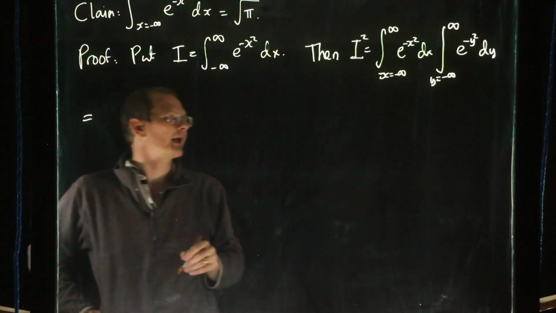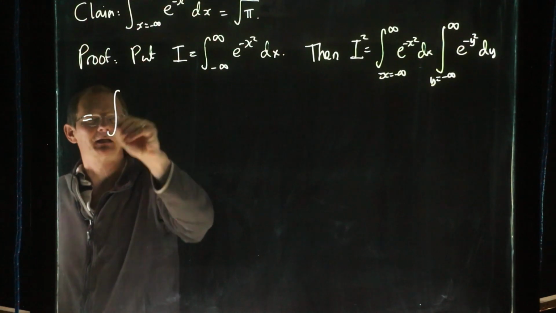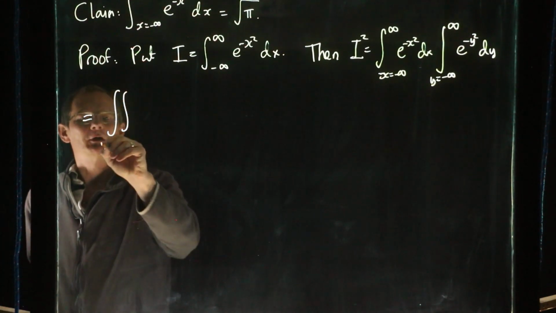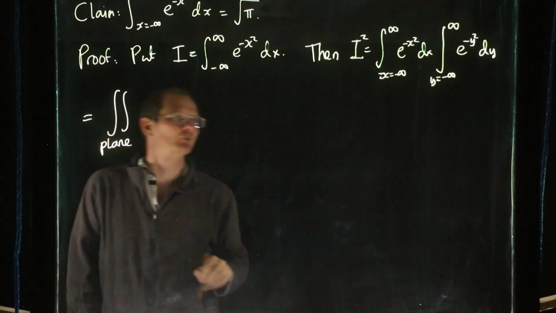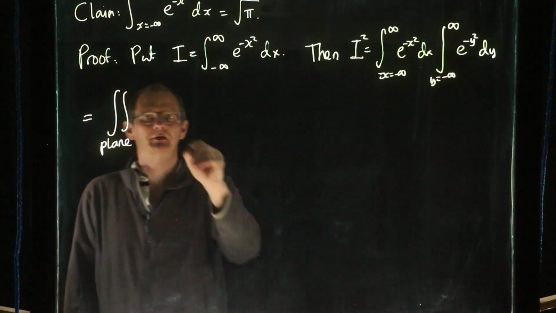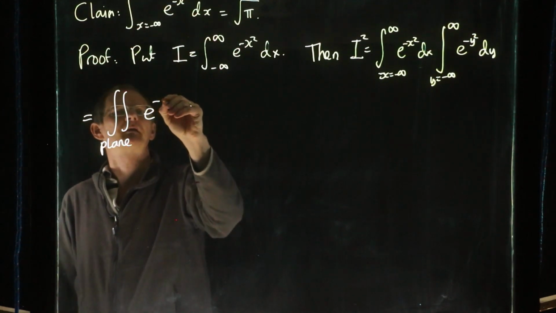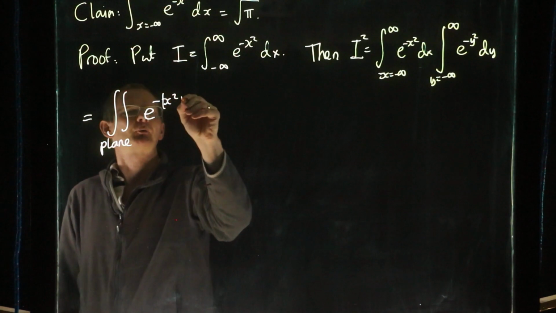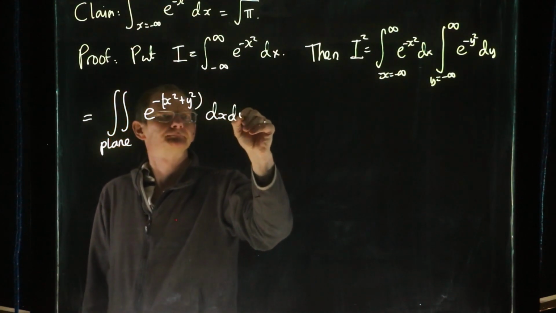Now the thing is, you see we've got x and y both running from minus infinity to plus infinity, so that's the same thing as doing a double integral over the whole plane. Over the whole xy plane, where x and y are both running from minus infinity to plus infinity. And then e to the minus x squared times e to the minus y squared, that's e to the minus x squared plus y squared, dx dy.